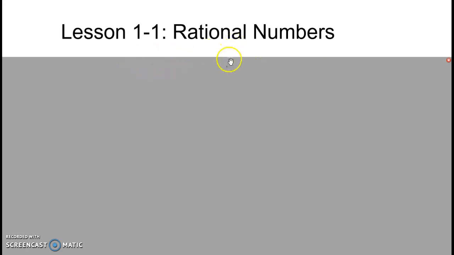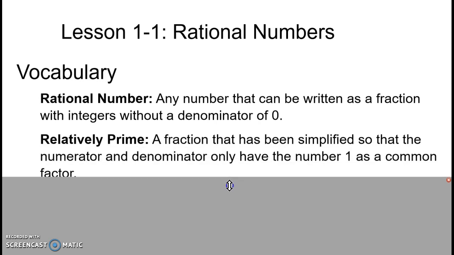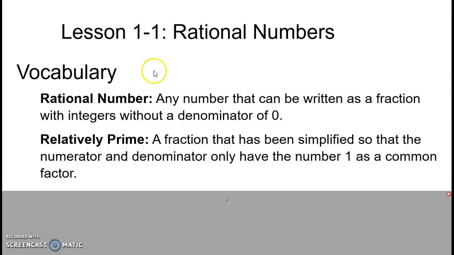Lesson 1-1, Rational Numbers. We're going to start off with some vocabulary. There's two vocabulary words. The first is rational number, and that is just any number that can be written as a fraction with integers without a denominator of 0. So 1, 2, 3, all the counting numbers, negative numbers, any decimal number that doesn't go on forever and doesn't repeat. All of these are rational numbers. They're the things that we work with most times. Pi is not a rational number because it goes on forever and doesn't repeat.